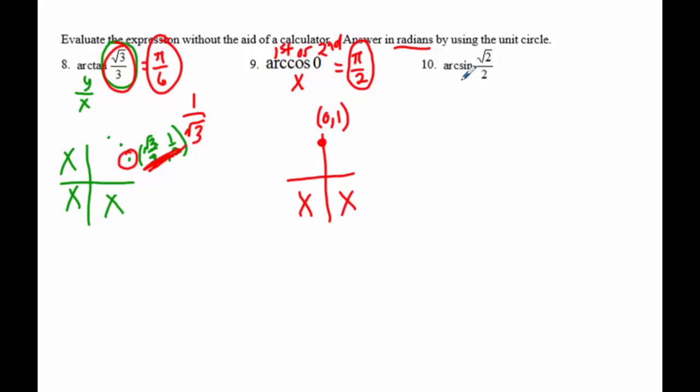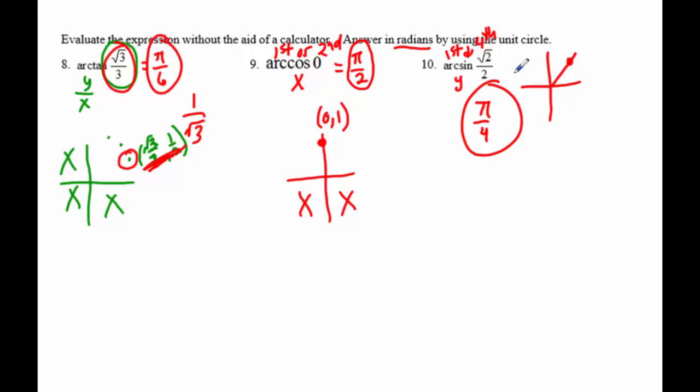And then 10, where is our y value square root of 2 over 2? Arc sine is in the first and fourth quadrant. So since it's positive square root of 2 over 2, then I'm going to look up here. That point is at pi over 4.